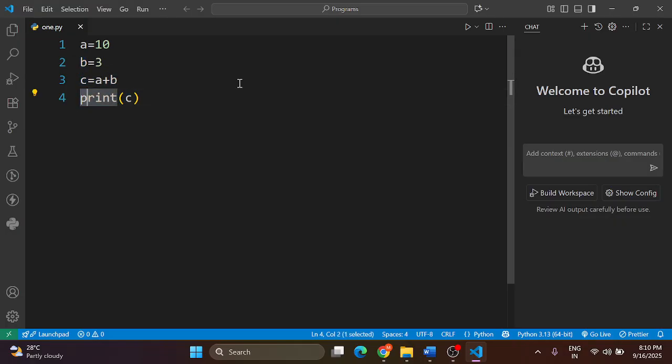What about this one? This is actually like print is a token, open parenthesis is a token, closed parenthesis is a token, C is a token. 1, 2, 3, 4 tokens I've used to write this statement.